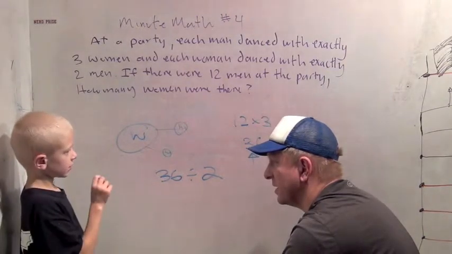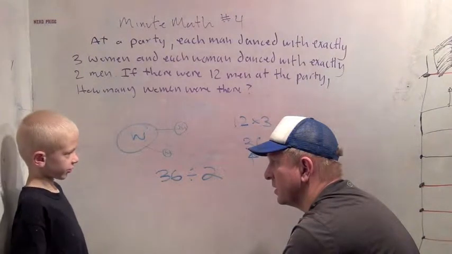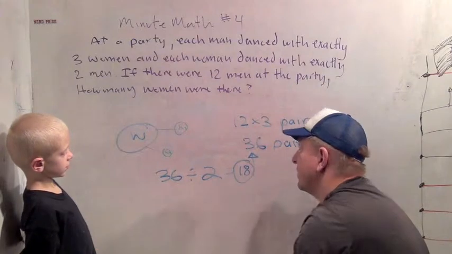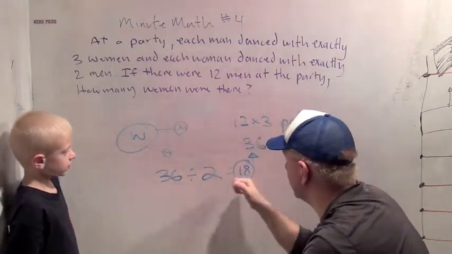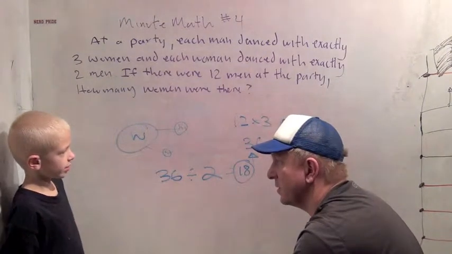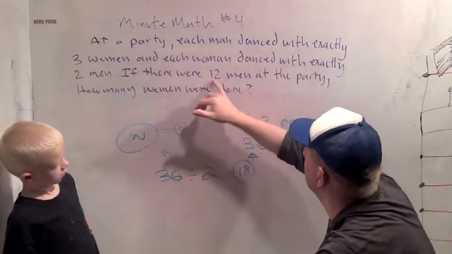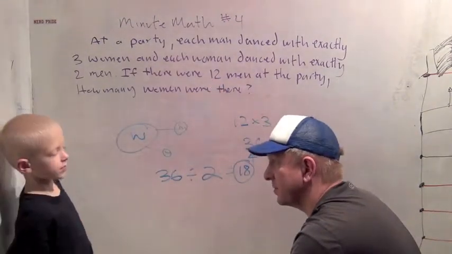Well, 18 plus 18. 10 plus 10 is 20 and 8 plus 8 is 16, so that's 36. Ah, awesome. So 18. So if each woman has 2 pairs, and we got to add up to 36, we need 18 women. Yeah, 18 women. So there are 12 men and 18 women. Okay?